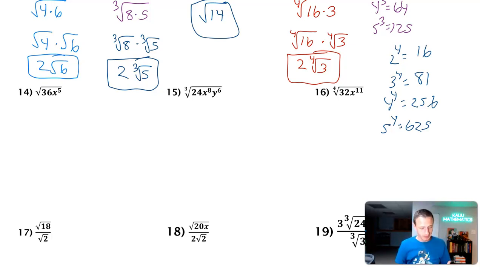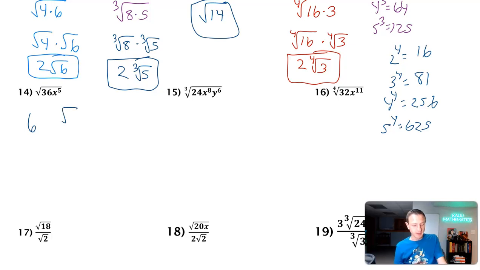So I have more examples here that we'll go through, but now these examples are going to incorporate variables and how to simplify those using the rules that we've been talking about. So 14 is the square root of 36x to the fifth. First of all, the square root of 36 is 6. So that's gone. I have nothing left in that 36, because 36 is 6 times 6, so that's just 6.